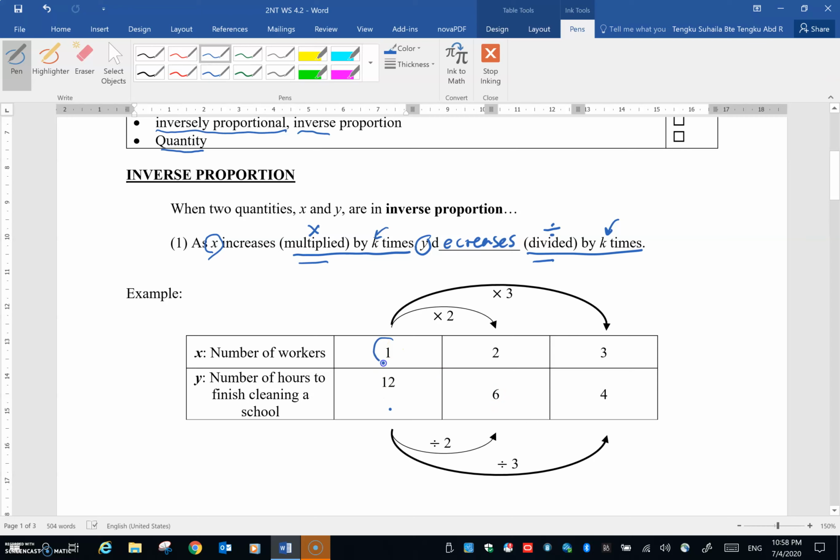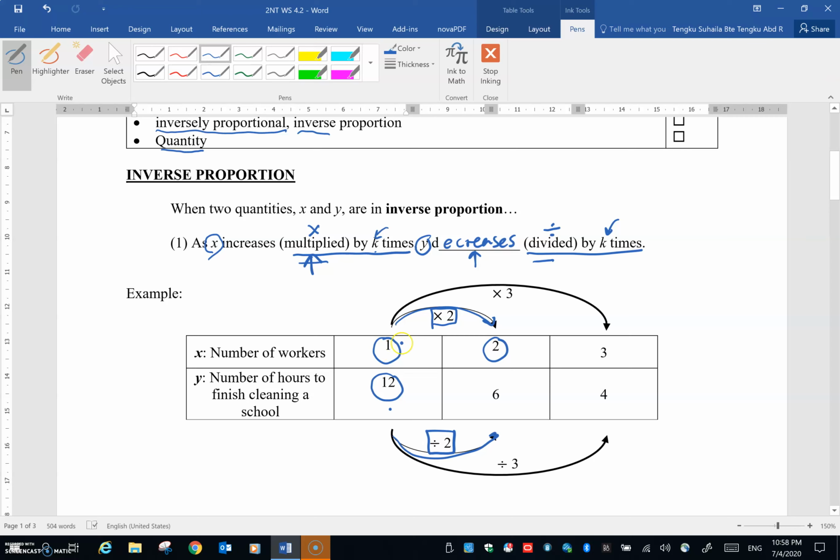If I have one worker, I will take 12 hours. If I have two workers, that means 1 times 2, can you see here, times 2? Then the number of hours, 12, will not be times 2, it will be less, right? It will be divided by 2. That's like the statement says. If x increases, it's multiplied by 2 times, let's say, then y will decrease, it is going to be divided by 2 times.